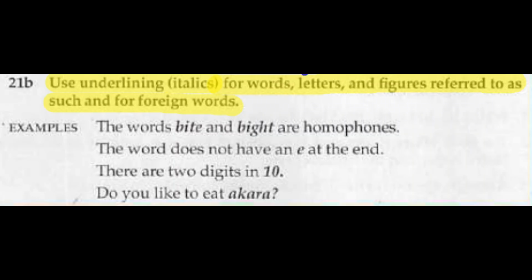Now let's underline, highlight Rule 21B. Use underlining or italics for words, letters, and figures referred to as words, letters, or figures in the sentence, and for foreign words. Let's look at the examples. The words bite and byte are homophones. The next one, the word does not have an E at the end. The next one, there are 2 digits in 10. And then the last, do you like to eat akara? And that's obviously a foreign word. I don't even know what it is, but I perhaps mispronounced it, so I apologize.